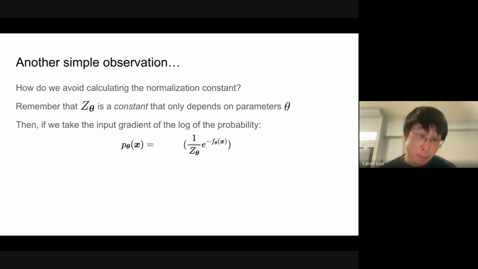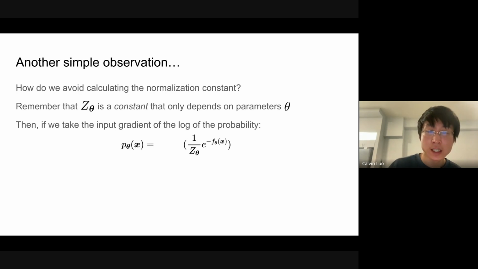So we're once again at an impasse, but we can try to break free by making another simple observation. And this observation is motivated by trying to avoid calculating this expensive intractable normalization constant. Well, we recall that z sub theta is a constant that only depends on parameters theta, right? Because we're integrating over all of x.